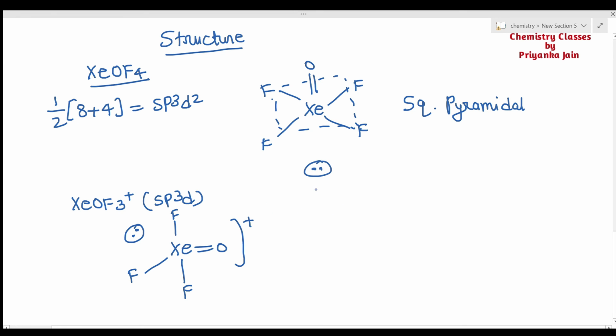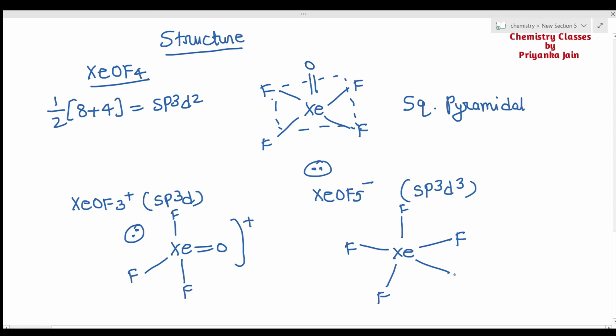Similarly, if we look at the structure of XeOF5 minus, it will have sp3d3 hybridization. So it will have pentagonal bipyramidal geometry, right? So now 5 fluorines will be present at the equatorial positions like this, and oxygen will be present at the axial position. One axial position is occupied by the lone pair of electrons. So it has a pentagonal pyramidal shape in this manner. Okay, so these are the shapes.